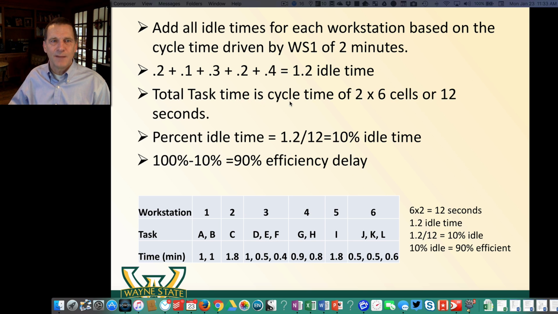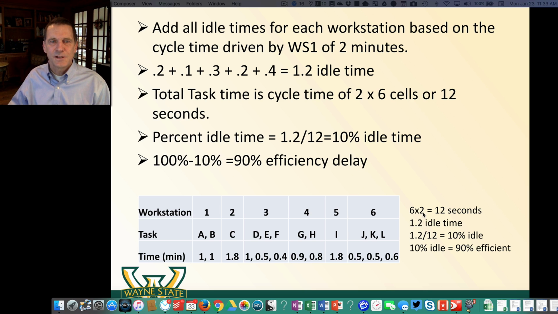The total task time is the cycle time of 2, right? The line cycle time being driven by this 2 minute process times all 6 cells, or 12 seconds. Okay, I'm mixing my minutes and my seconds. Sorry, I've got to redo this slide. This is seconds. All this stuff is seconds. Sorry I threw that minutes up there. Okay, the percent idle time would be the 1.2 seconds divided by the 12 seconds, or 10% idle time. 100% minus the 10% is a 90% efficiency delay.